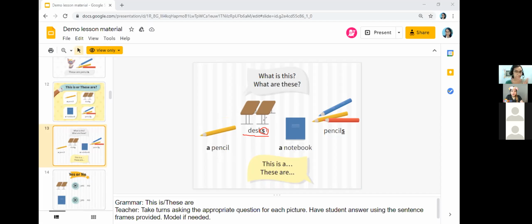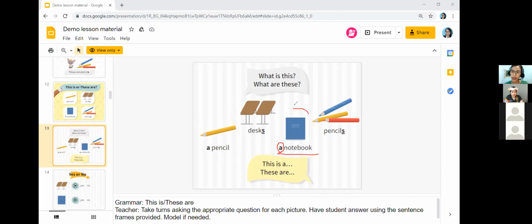Desks. What are these? This is desks. This is desk. These are desks. These are desks. Good job, Ina.